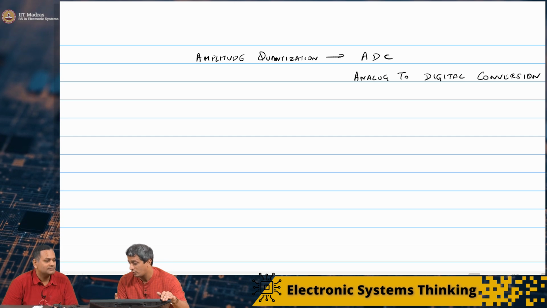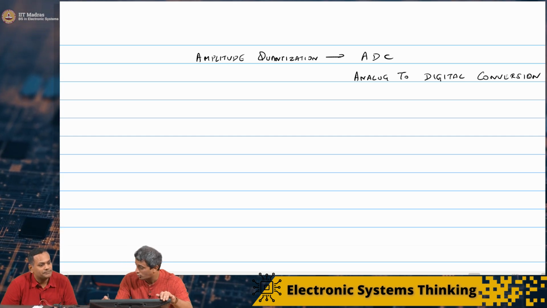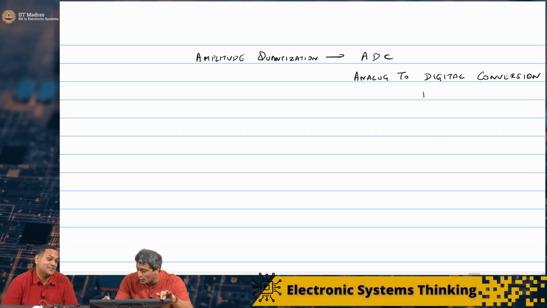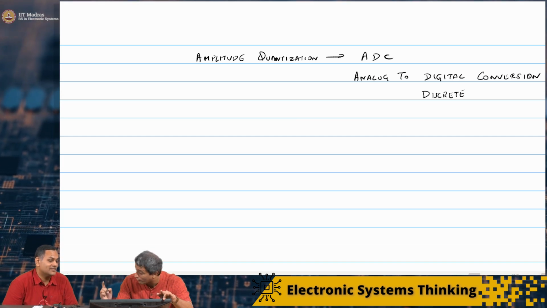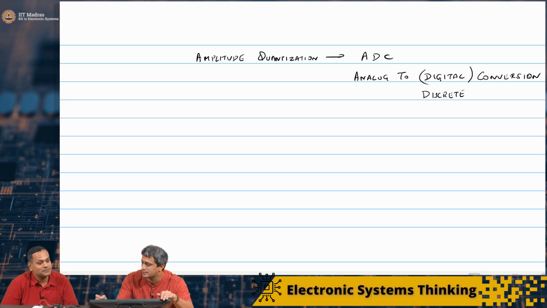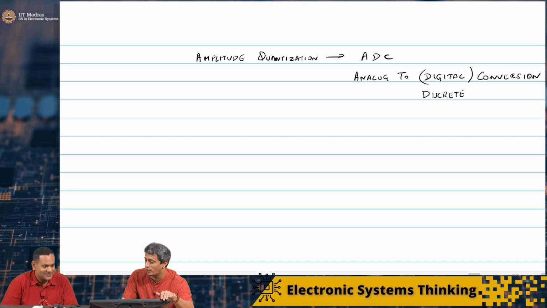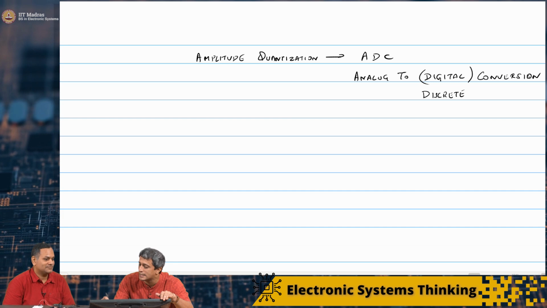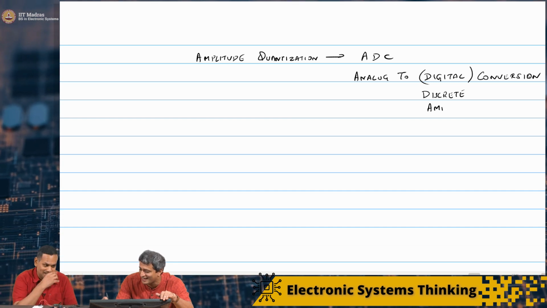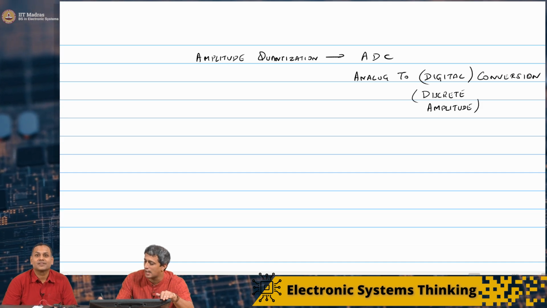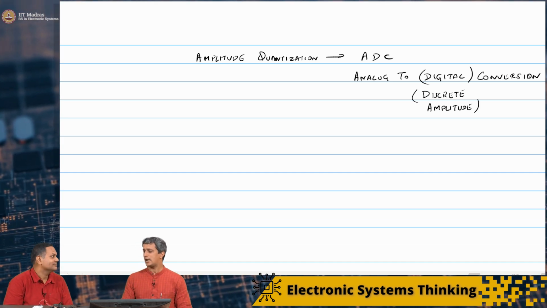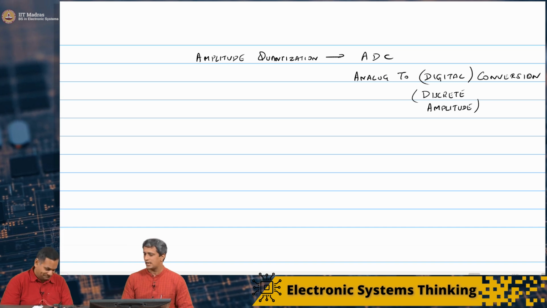Okay, what we have done here now, by the way, is not yet digital conversion. We have only looked at discrete conversion. So this is something we are yet to discuss. What we have done is analog to discrete amplitude. We still don't know what that digital is. Correct. Okay, discrete amplitude conversion. This is what we have done, and that's called an ADC, right?